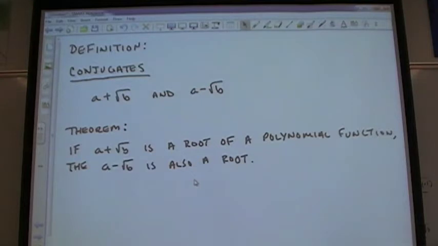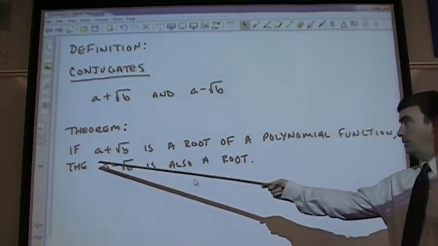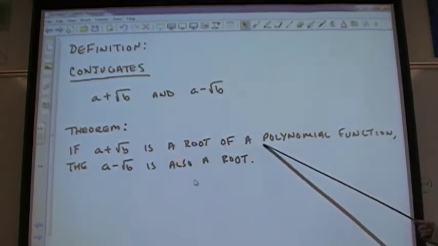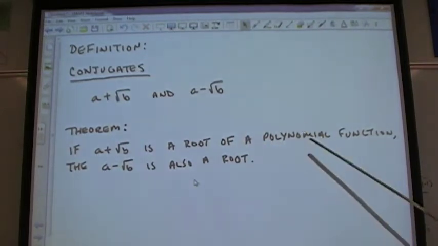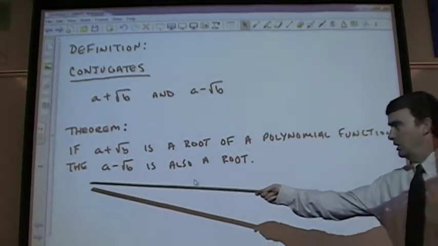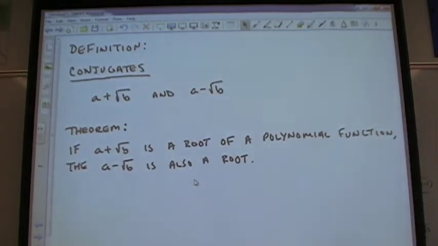Now, write down this theorem also. If a plus b is a root of a polynomial, like we were just doing, a polynomial function, then its conjugate, a minus b, is also a root of that polynomial. So the first two examples, like I said, are pretty simple. I give you the first complex number that's a root, and you have to tell me another one that's a root. All right, does everybody have that down?